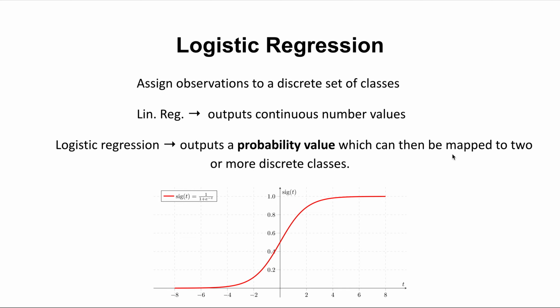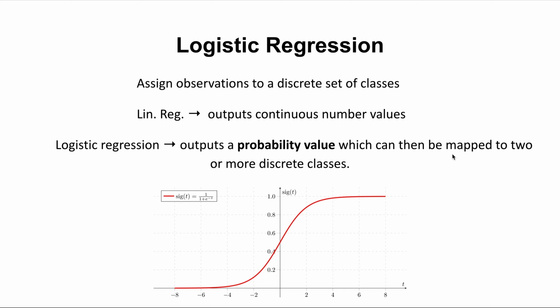Let's break that down. I referenced the word sigmoid function, right? The sigmoid function is really just a transformation of output that helps us to return the probability value. People confuse logistic regression as being very similar to linear regression, but it's actually quite different because logistic regression gives us a probability value, not a continuous number value. It gives us a probability value. This probability value is then used to map to either two or more discrete classes.